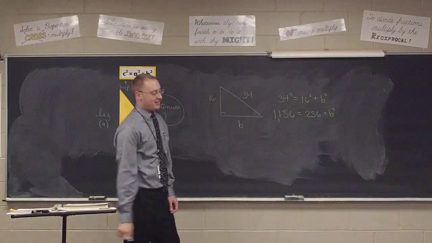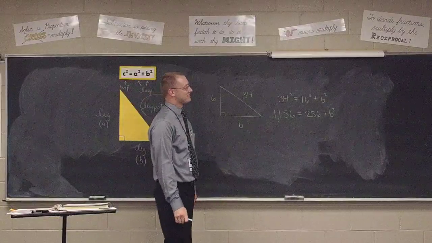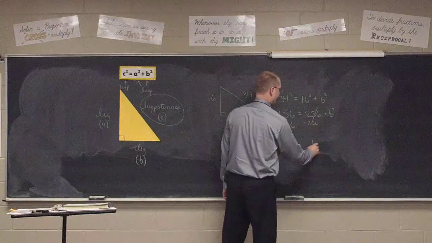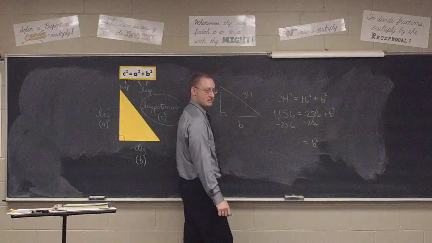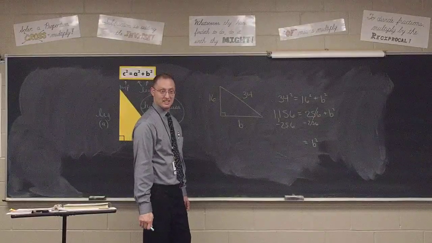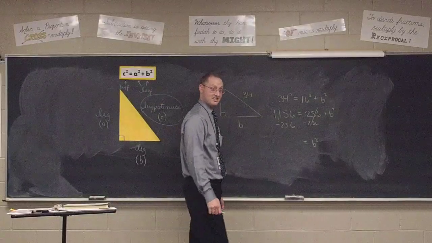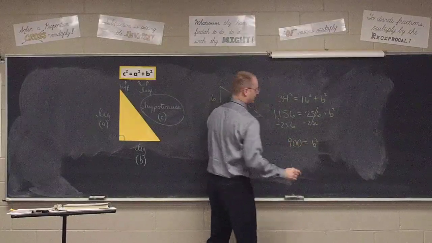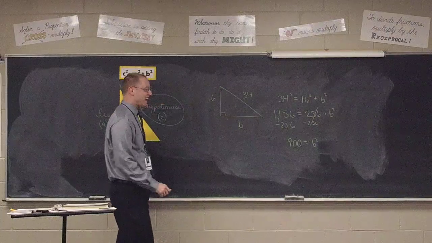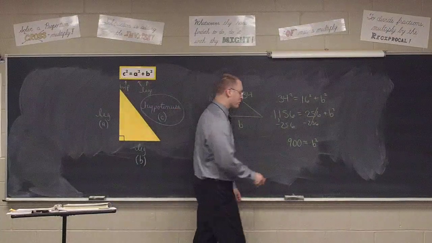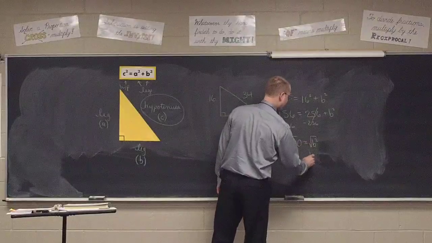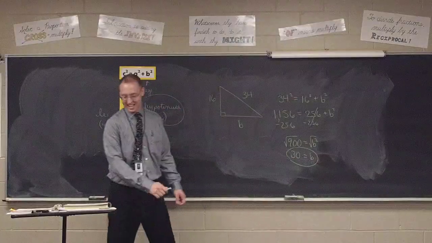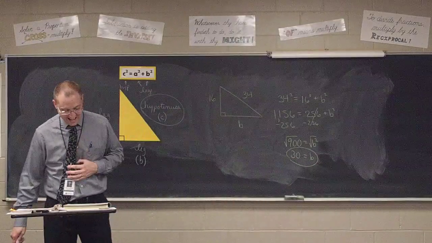All right, what do we need to do now? Subtract from both sides. Subtract the 256 from both sides. And that'll give us B squared equals? 900. Glenn is faster in his head. All right, and we've actually seen this one already today too. When we take the square root of both sides, we get B equals 30. So there's our missing leg. Go on to number 9.